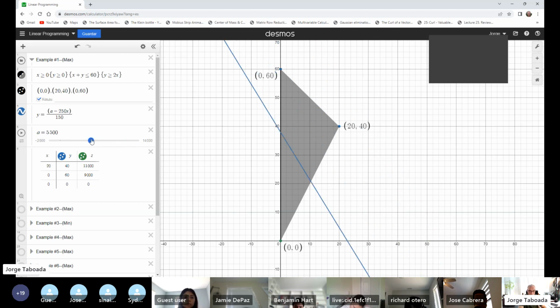I am happy inside because of the availability. I need to satisfy that condition. But the best scenario happens here in the corner 20, 40. In 20, 40, the objective function value is 11,000. And you find the maximum. End the story.